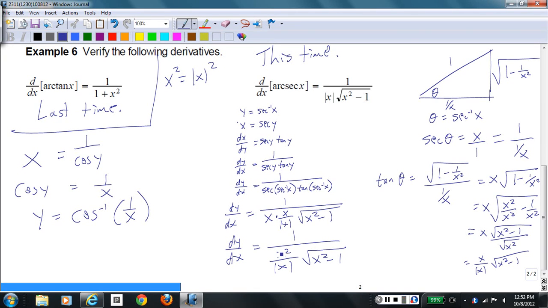So, could I do this? And then once I do that, I can divide out a common factor of the absolute value of x, and that'll give us this. This equals 1 over absolute value of x times the square root of x squared minus 1.